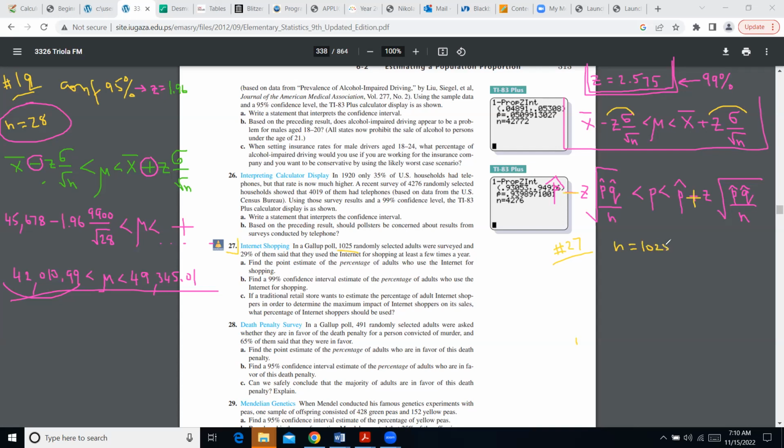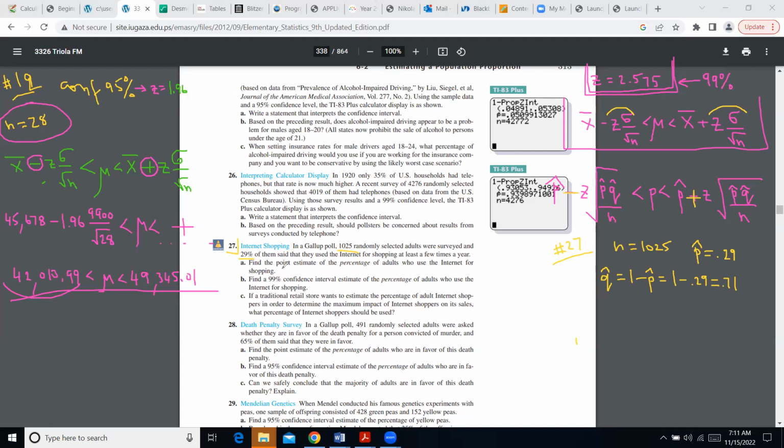And they noticed that 29% said they use the internet for shopping a few times a year. So P hat, which is equal to 0.29 for that particular sample, is the proportion of people that shop online. So right away I can get Q, the complement of P. So that'll be 1 minus P hat. So it's the remaining proportion of people that don't shop online, that just prefer to go to the store, and that looks like 71%.